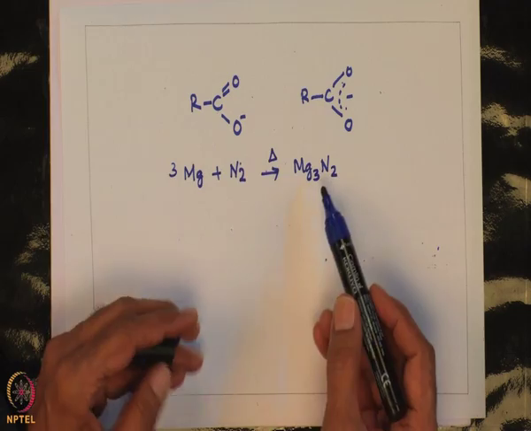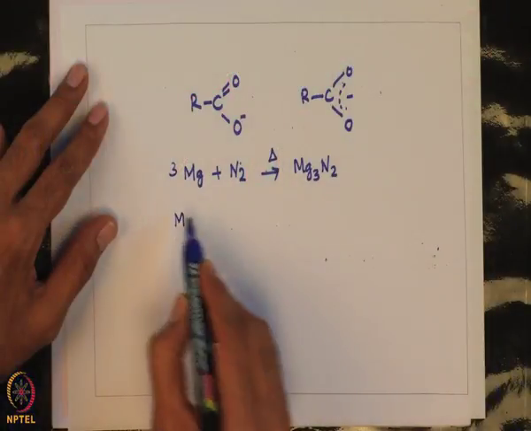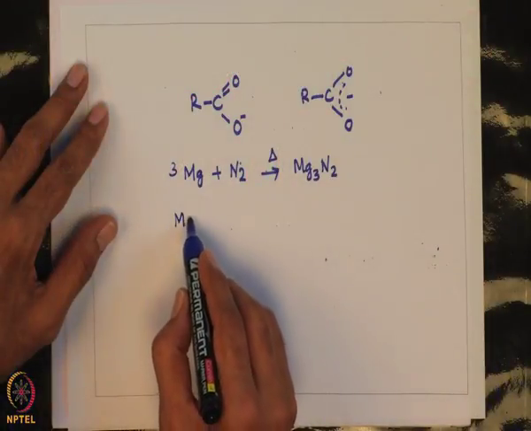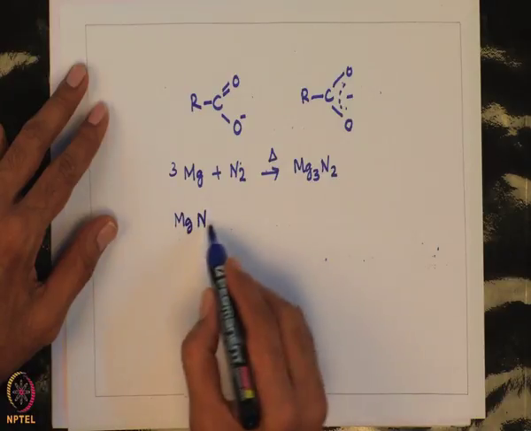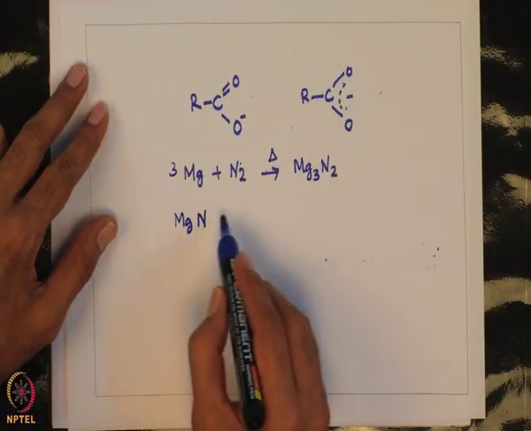And of course, magnesium nitride is very reactive. On treatment with water, it undergoes hydrolysis, very similar to lithium nitride, to form ammonia and magnesium hydroxide.